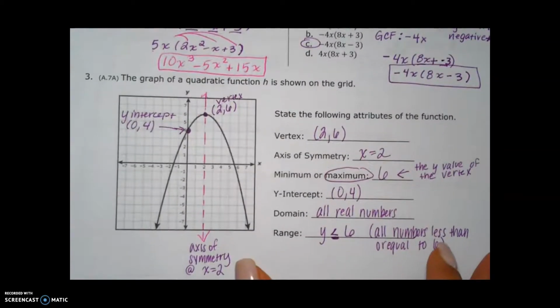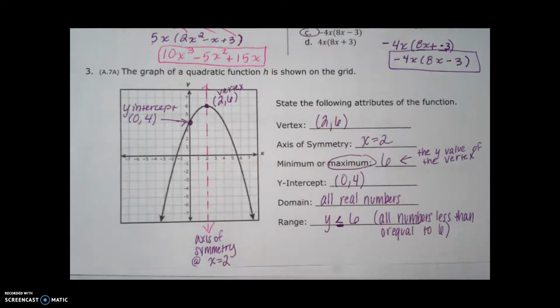Now, yesterday we talked about number 3, and so we identified the vertex, that is the highest or the lowest point depending on which way the graph is turned. Y-intercept is here at 0, 4. Axis of symmetry is where you would cut it in half and it would fold over onto itself. It's always going to be x equals something. In this case, it's x equals 2.